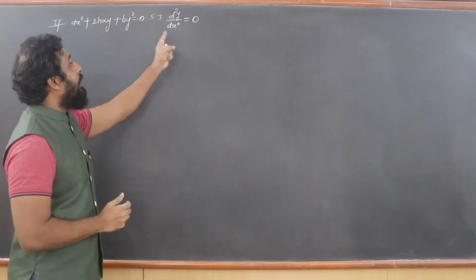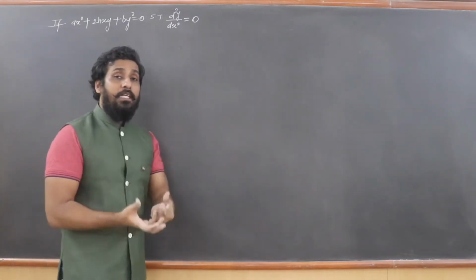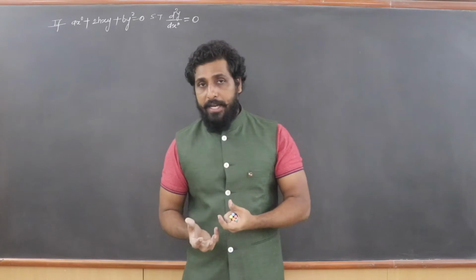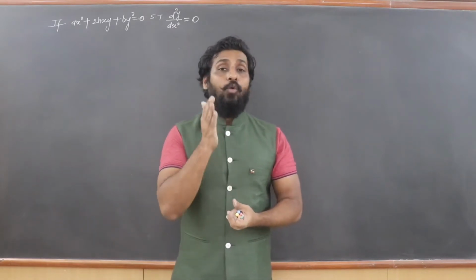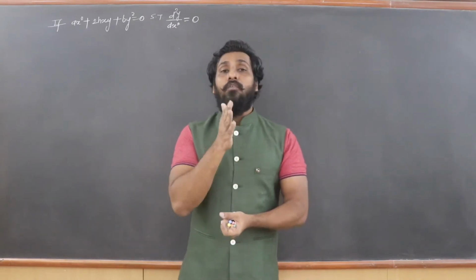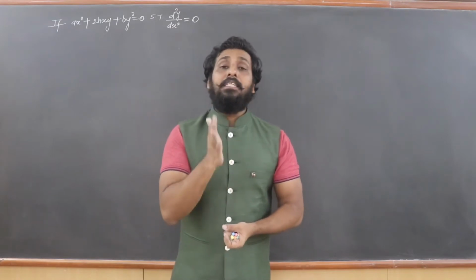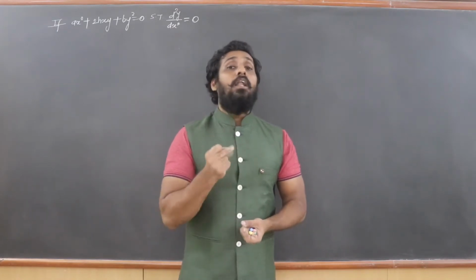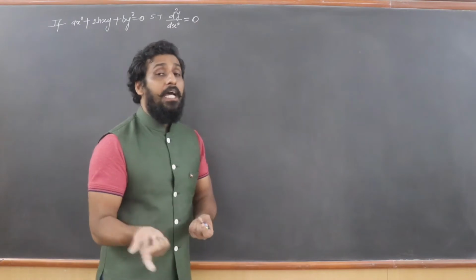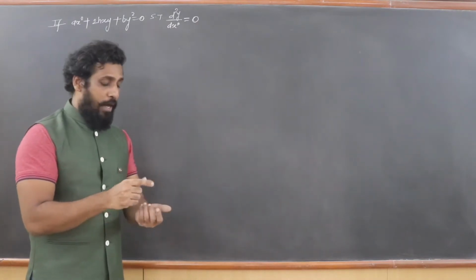So now I need to get d2y by dx square. Obviously we have already learned the concept of higher order derivatives, where we know that to get d2y by dx square, the first thing that I should be doing is getting dy by dx. So let's first of all get dy by dx, and then we will proceed to get d2y by dx square.